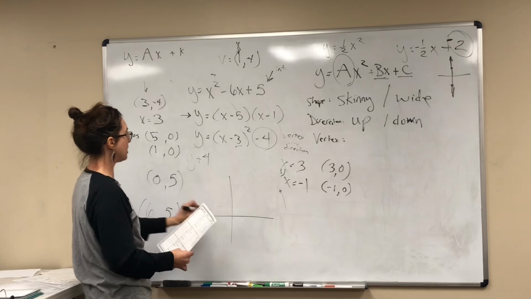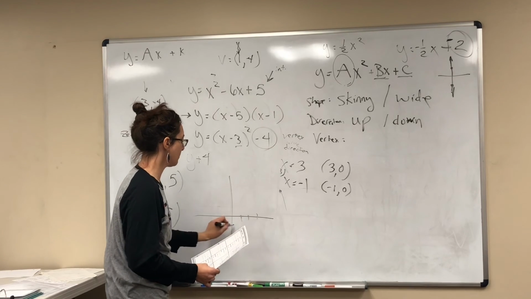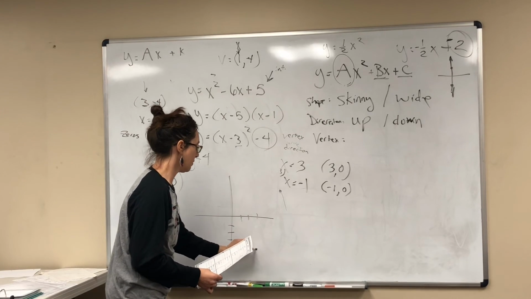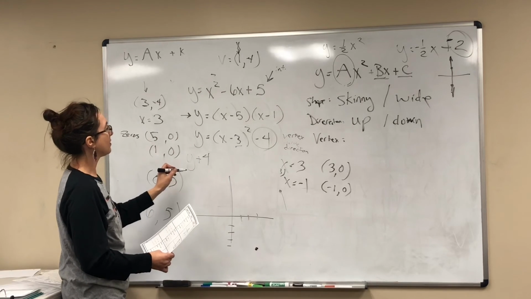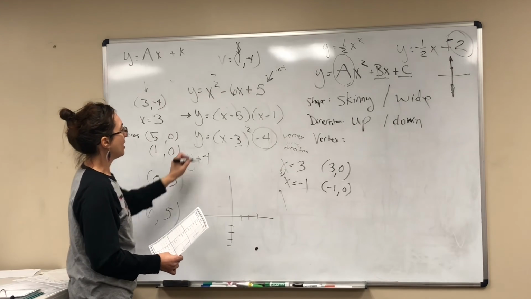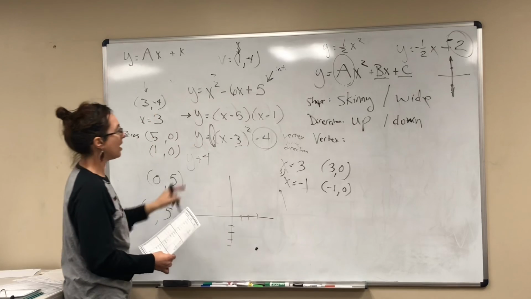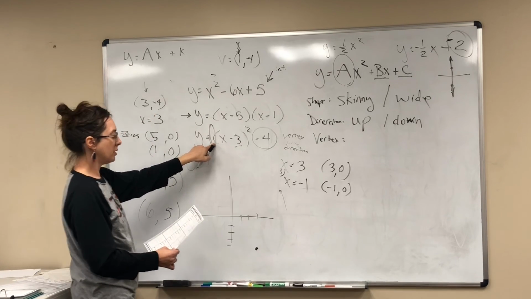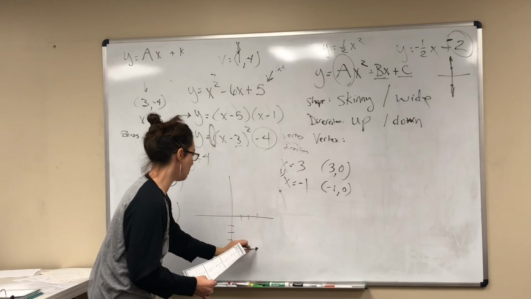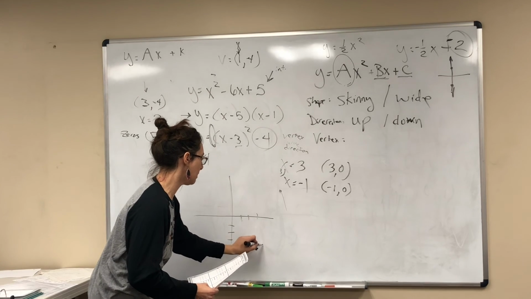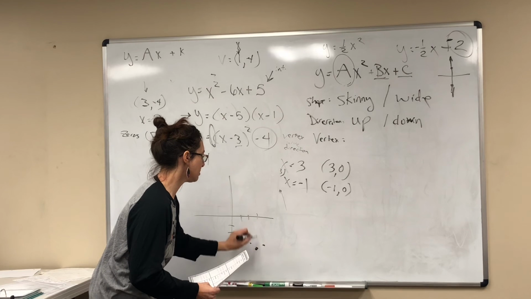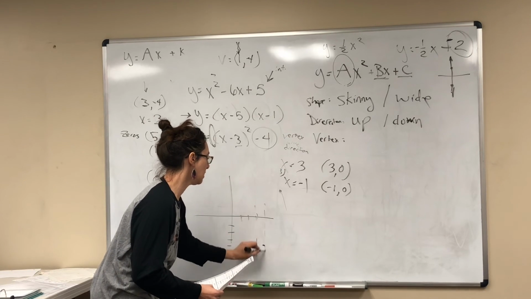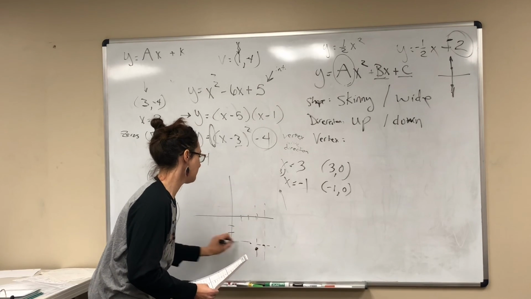We know our vertex is 3, negative 4. I know it's standard form and it's positive. It goes up. So it's already going to be going up. So from 3, negative 4, I'm going to work on my little boxes, right? So again, use graph paper. Makes life easier.